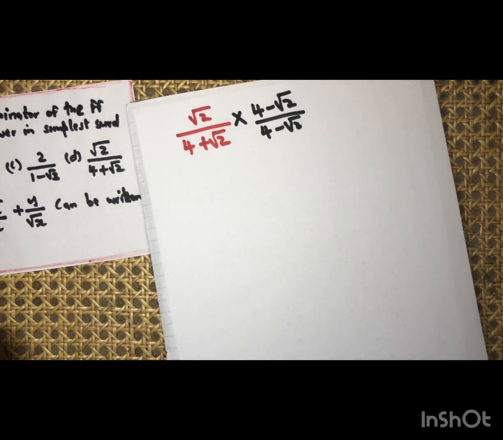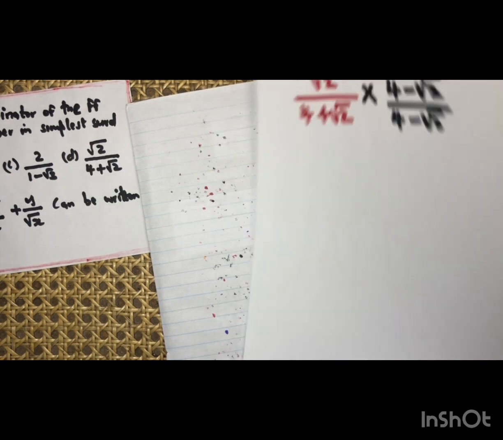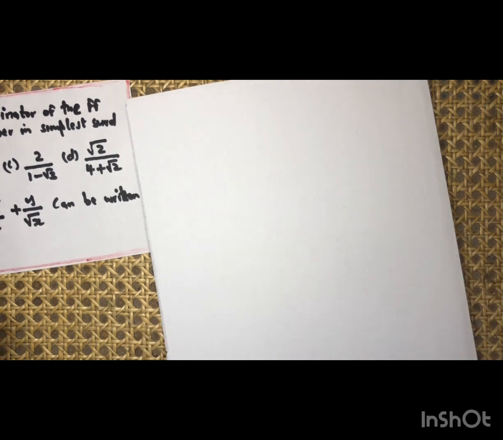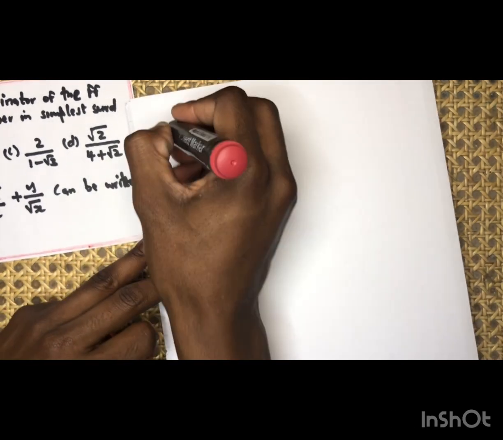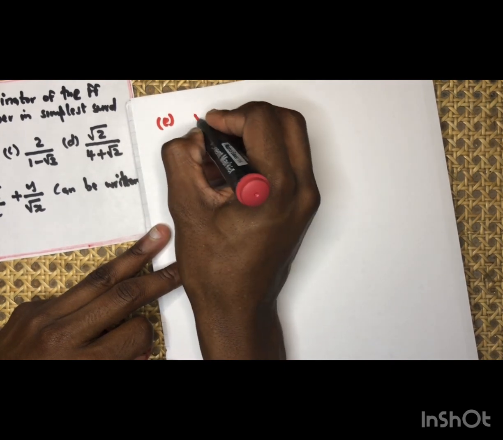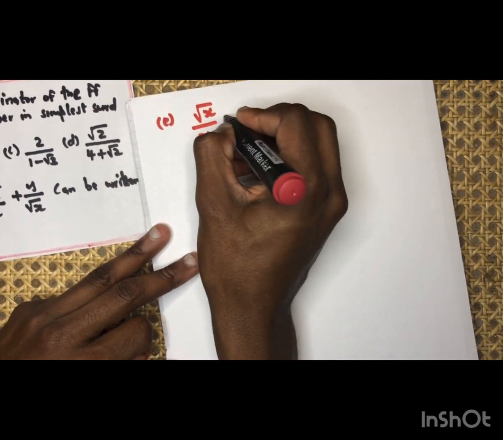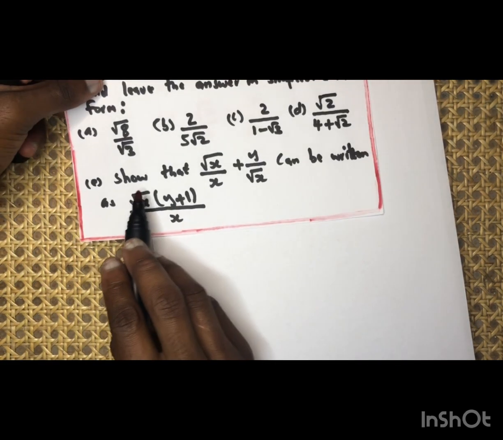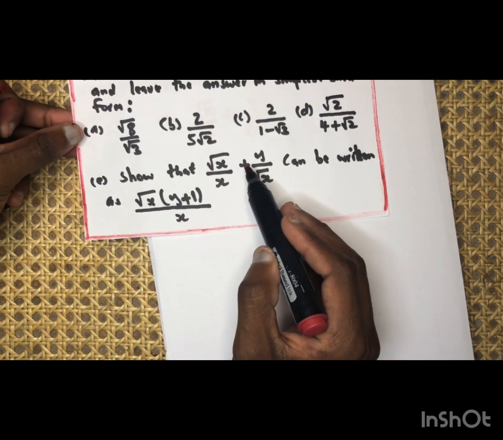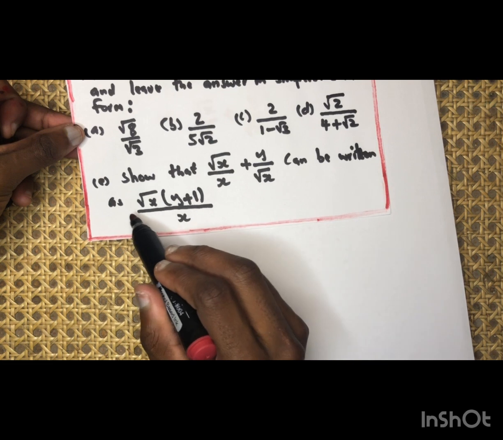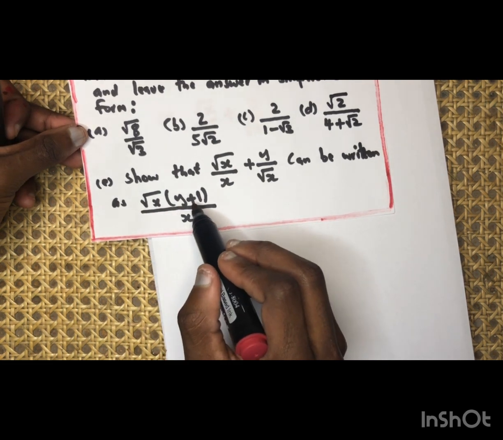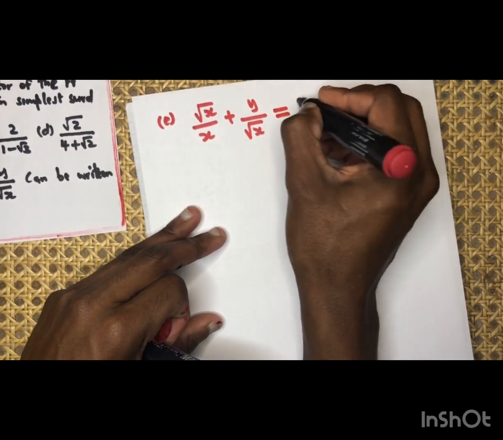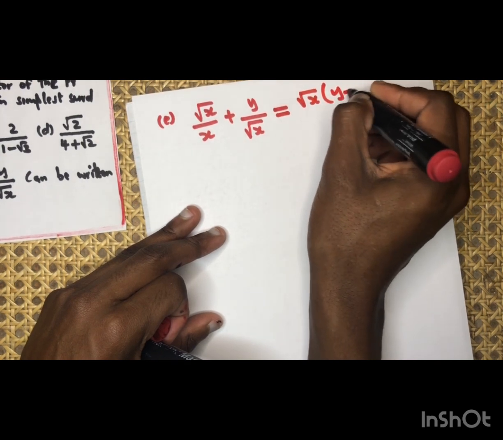So I want us to do number E so that we can see what we want. So if we do number E guys, number E, we are given root x over x plus y over root x. So they are saying show that root x over x plus y over root x can be written as root x squared into y plus 1 all over x. Okay, so I can put this one as it is so that I can see what I want to show.